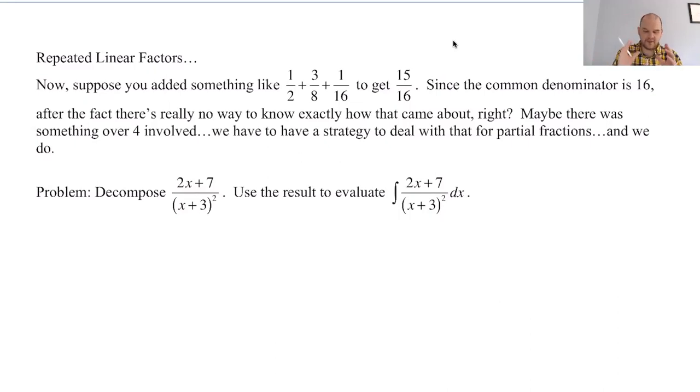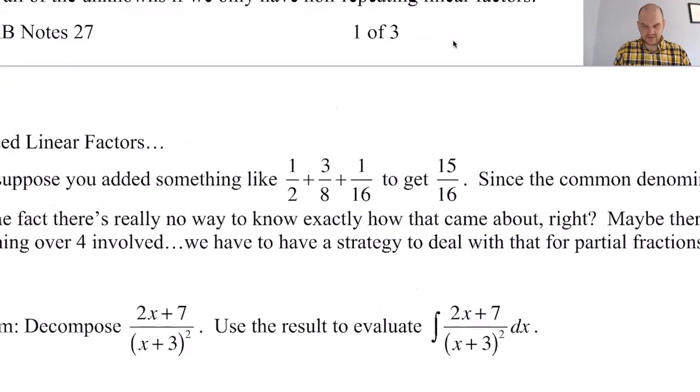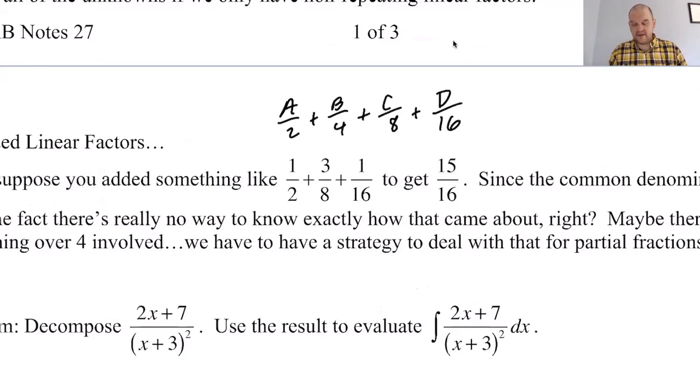So what we want to do in this scenario, where we have a factor that is not to the first power, is account for every power of that factor. So here, we could potentially have had a over 2, b over 4, c over 8, and then d over 16. You could add those up and potentially get some number, I'll just say k over 16. There's no way to know, so we have to account for every power, from the first power up to the highest power that we see. So that's what we're going to do.